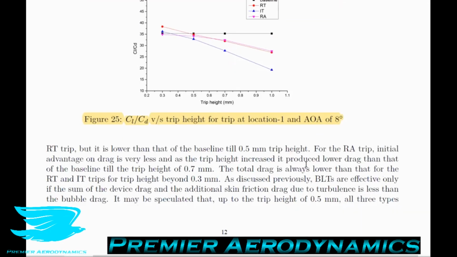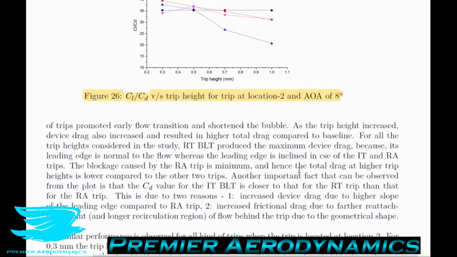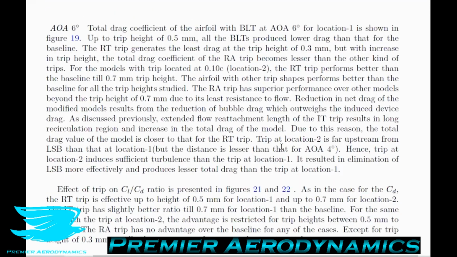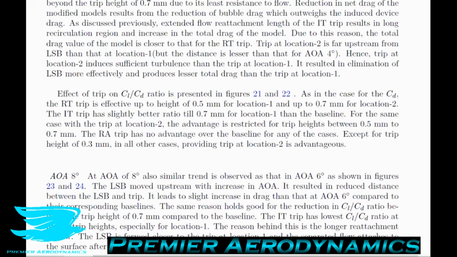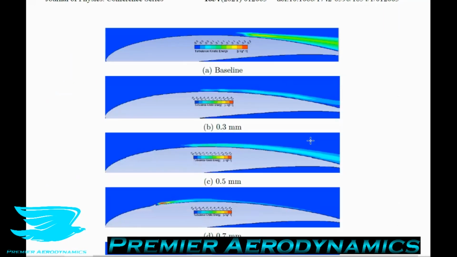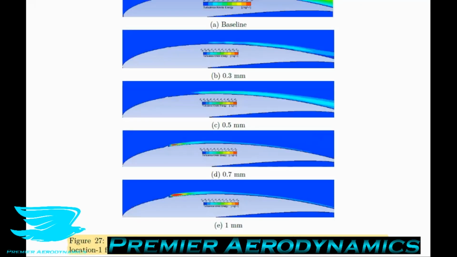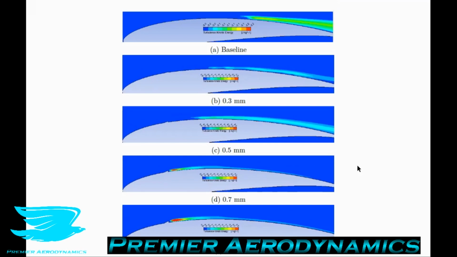But instead, we're going to look into the turbulent kinetic energy, because this is one thing that we don't really discuss too much, and it is quite an interesting phenomenon. So let me scroll down to the right figures and zoom out a little bit so we can see them. We have the distribution of turbulent kinetic energy without and with boundary layer trips at an angle of attack of 6 degrees for location 1, which is 17% downstream from the leading edge, for the right angle triangle trip. This section illustrates the turbulent kinetic energy on the airfoil with and without boundary layer trips.